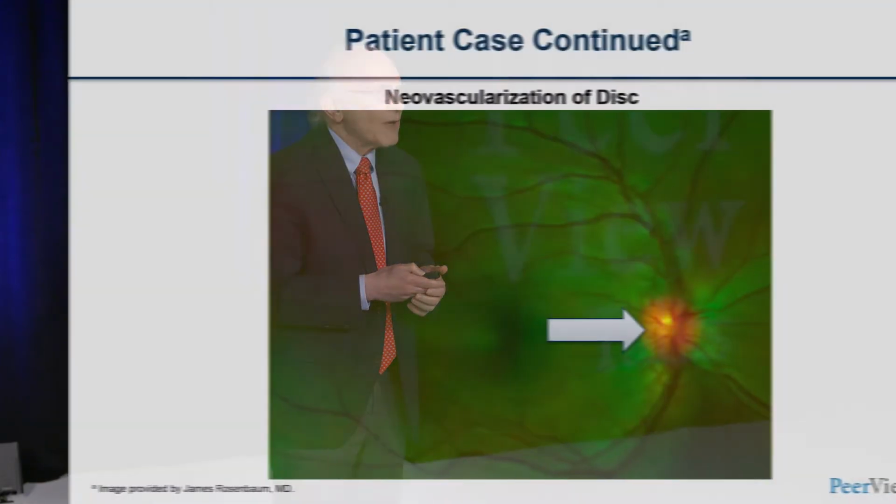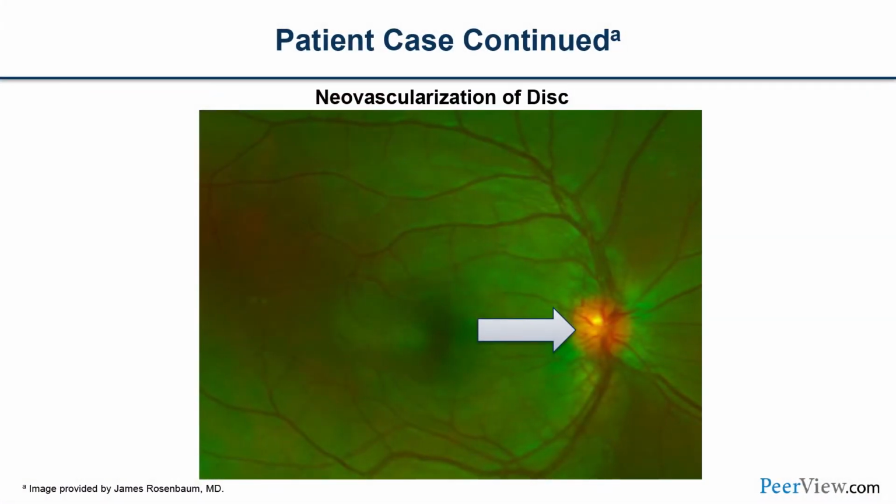He had 3+ cell in his anterior chamber. He had 2+ cell in his vitreous. He had some haziness in his vitreous. And most of all, his disc was neovascularized. He was growing new blood vessels at the back of his eye.